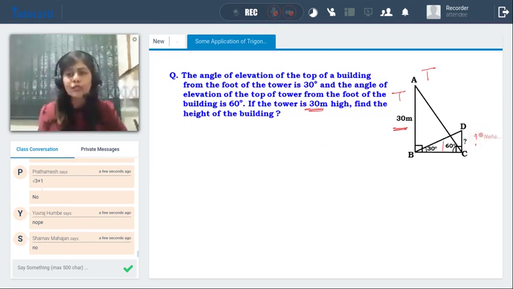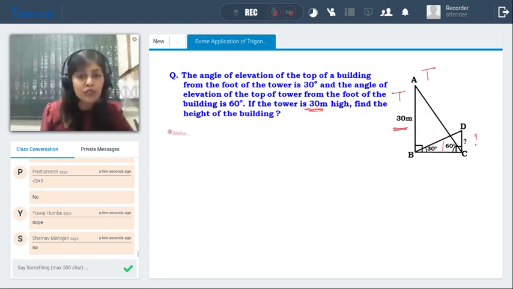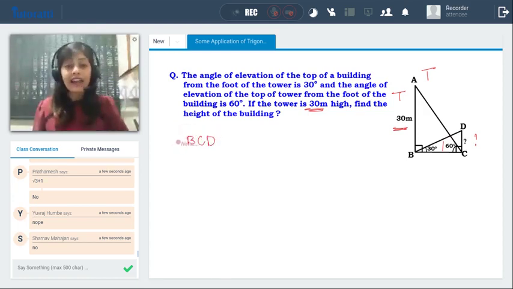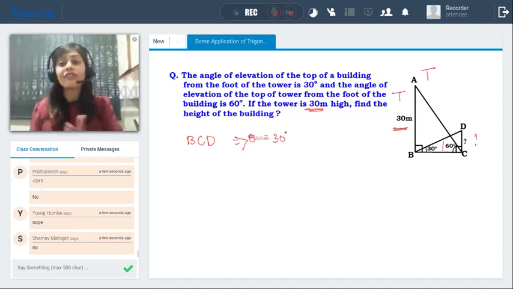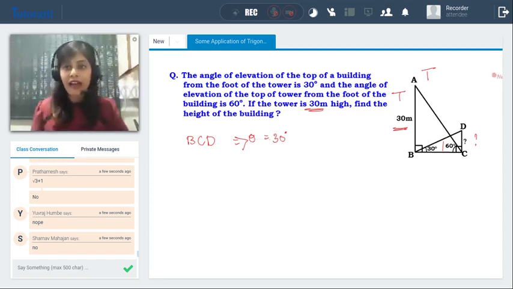Quickly, students, pay attention. CD belongs to which triangle? BCD. Yes, CD belongs to triangle BCD. And if you look at triangle BCD, we know that theta is 30 degrees, but we don't have any side from this triangle known to us. Yes, there's no side known to us. Again, to the rescue, what do we have? We have a common side.